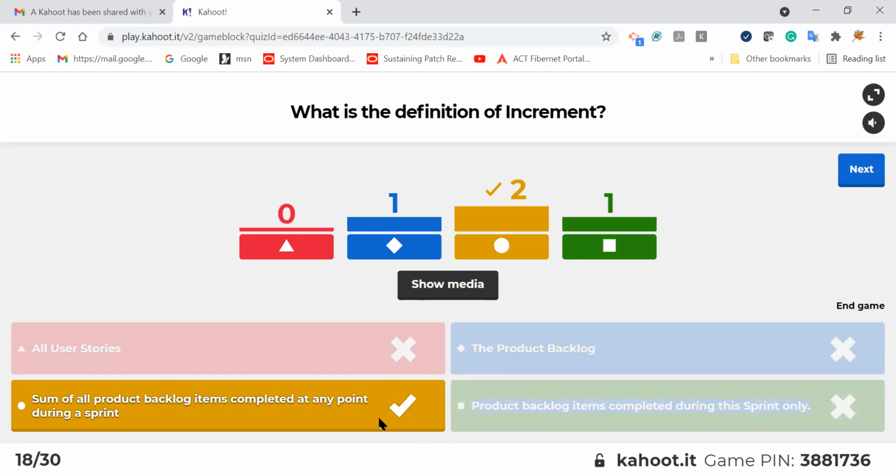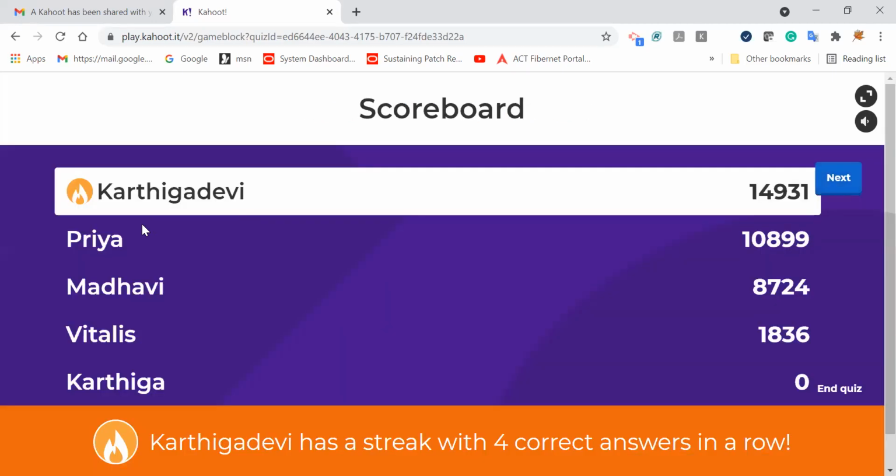These two are similar, but the sum of all product backlog items is with respect to one sprint. The fourth answer is with respect to one sprint. But if you are going sprint by sprint, if you are at the 10th sprint, then the 10th sprint increment is based on what you have delivered previously, 9 sprints of increment plus the 10th sprint goal. That is the reason it is the sum of all product backlog items completed at any point during a sprint. Okay, we'll go to the next question.